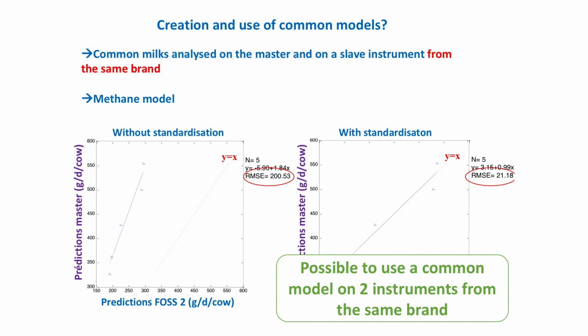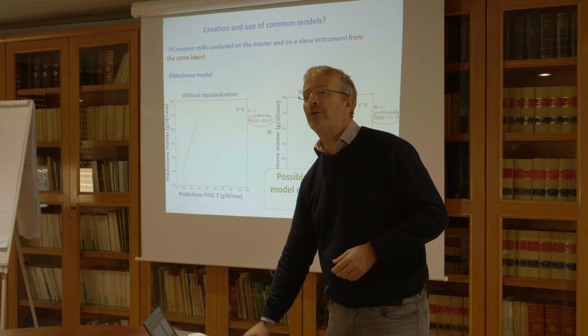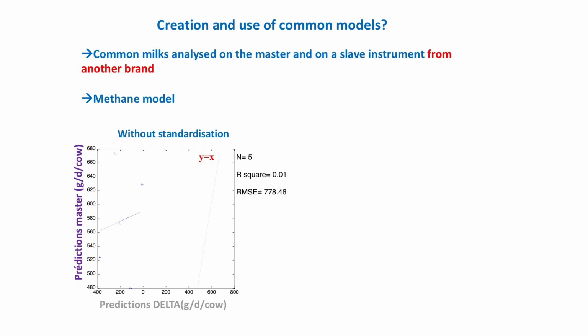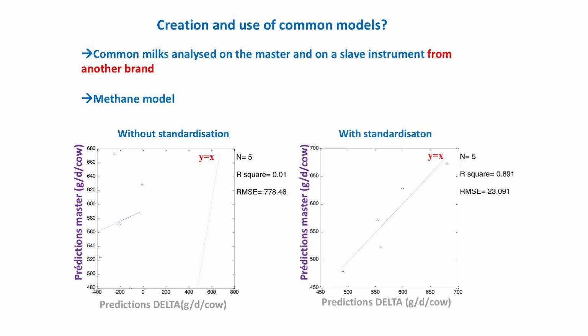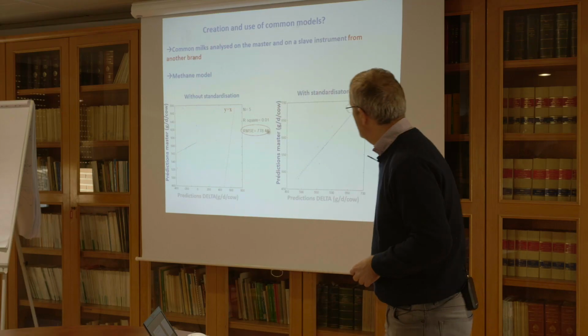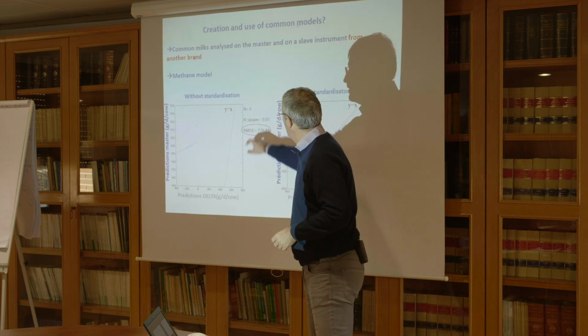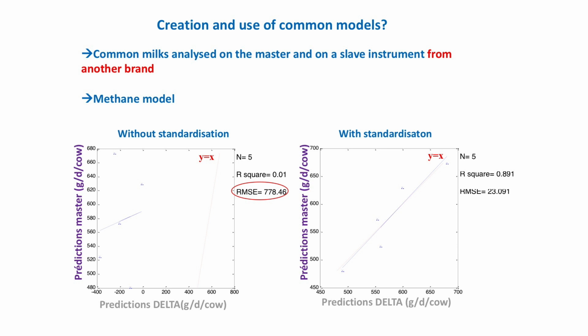And what happens if we want to use models on 2 different brands, because it's important also. It was the representation of before, and now you can see that we had a root mean square error of more than 700, and we decreased this root mean square error to the same level as before, around 20. We have exactly the same results by using spectra from different brand instruments. That means that we are now able to use common models on these different brand apparatus.